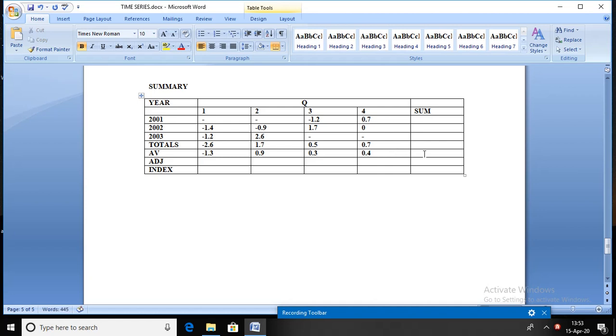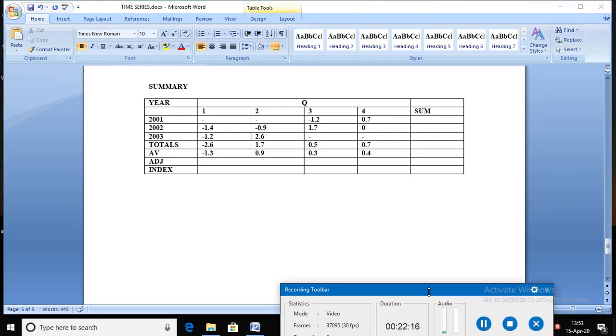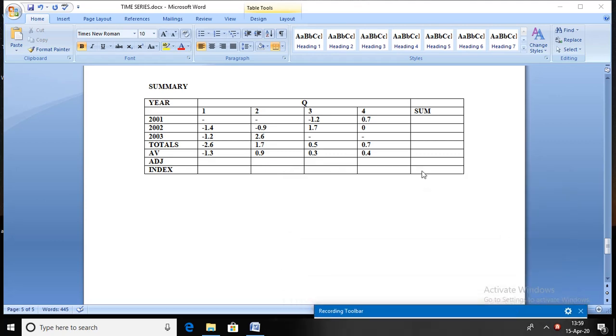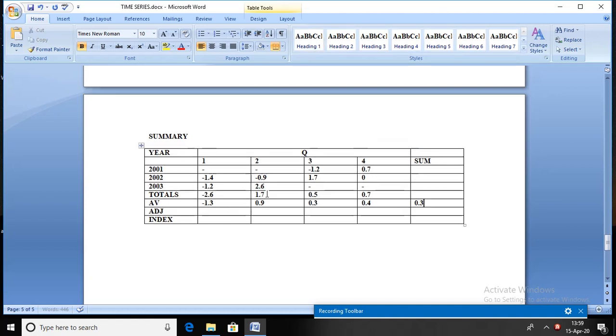So the next thing you need to do is to calculate the sum of those averages. So try to add the averages. When you add negative 1.3 plus 0.9 plus 0.3 plus 0.4, you will get a remainder of 0.3 as a positive value. Now the rule says that if you are using the additive model, when you add the seasonal index values, you must get the answer equals to 0.